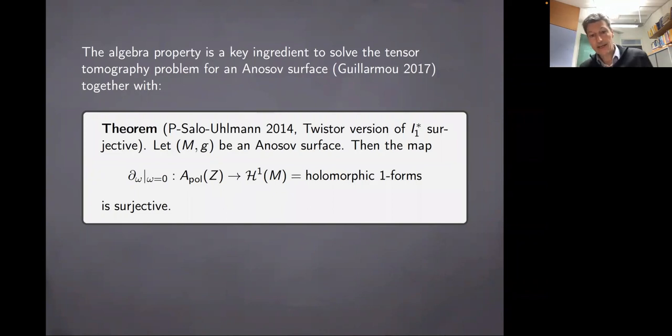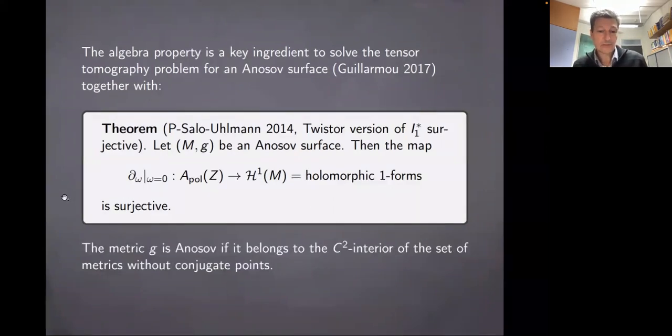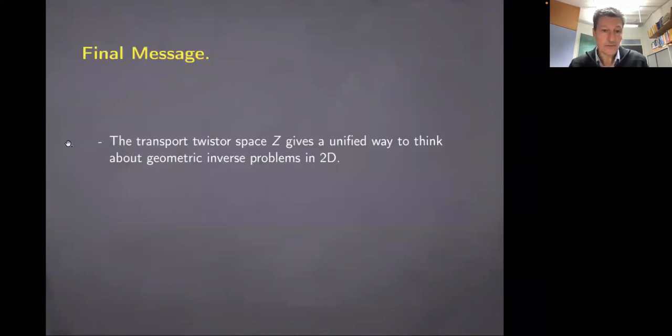But now we have this twistor point of view for this. And just in case you don't know what an Anosov surface is from a dynamical point of view, it's the C2 interior of the set of metrics without conjugate points. So if you have a metric without conjugate points and you perturb it a little bit, and it still has no conjugate points, that's the same thing as saying that the metric is Anosov.